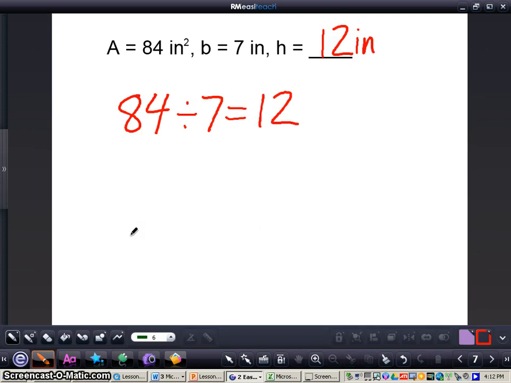Okay, so the answer for this problem is 12 inches. So what I did is I took the area and I divided it by our known measurement, which was 7 inches, and the answer for that is 12, so that gives me my height. So the height of this parallelogram is 12 inches. And if you want to double check it, just multiply 7 times 12, and that gives you 84.